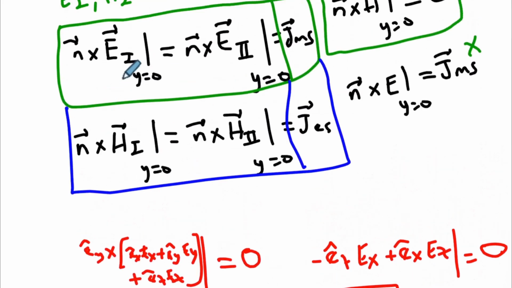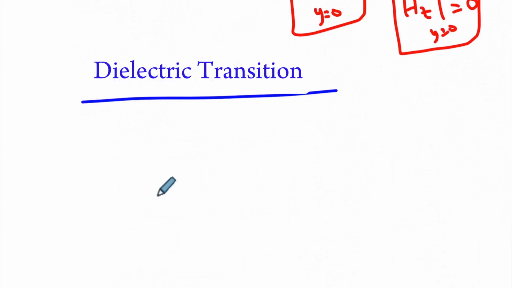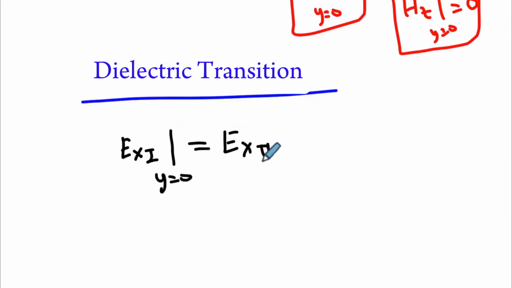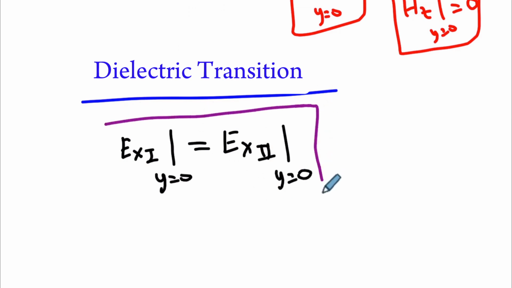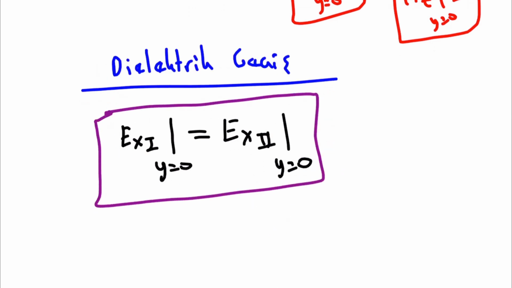Therefore, I write separately from here as follows. I know that X and Z are coming. Then it comes from the first one like this. E, X in the first region where y equals 0 equals E, X in the second region where y equals 0. This is one of them, friends. Let's mark it like this. 4 equations come from here. What is the second one, friends?